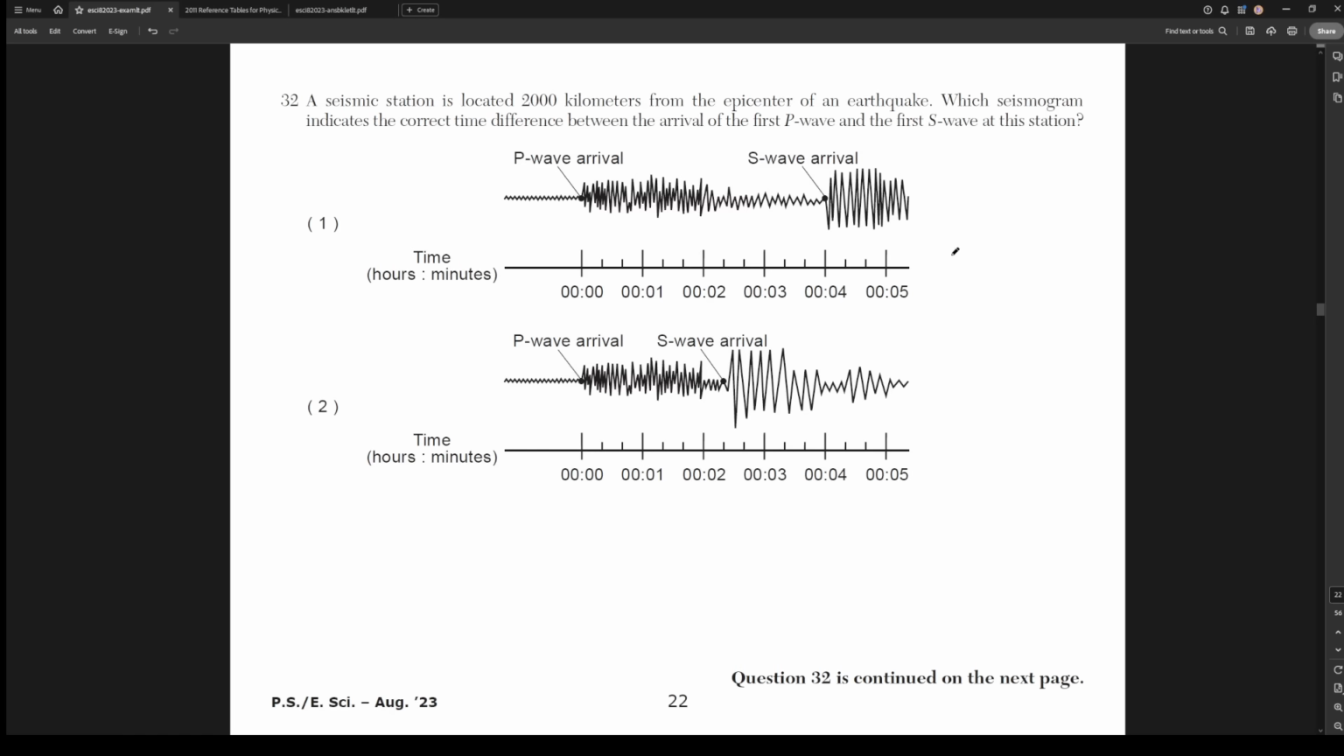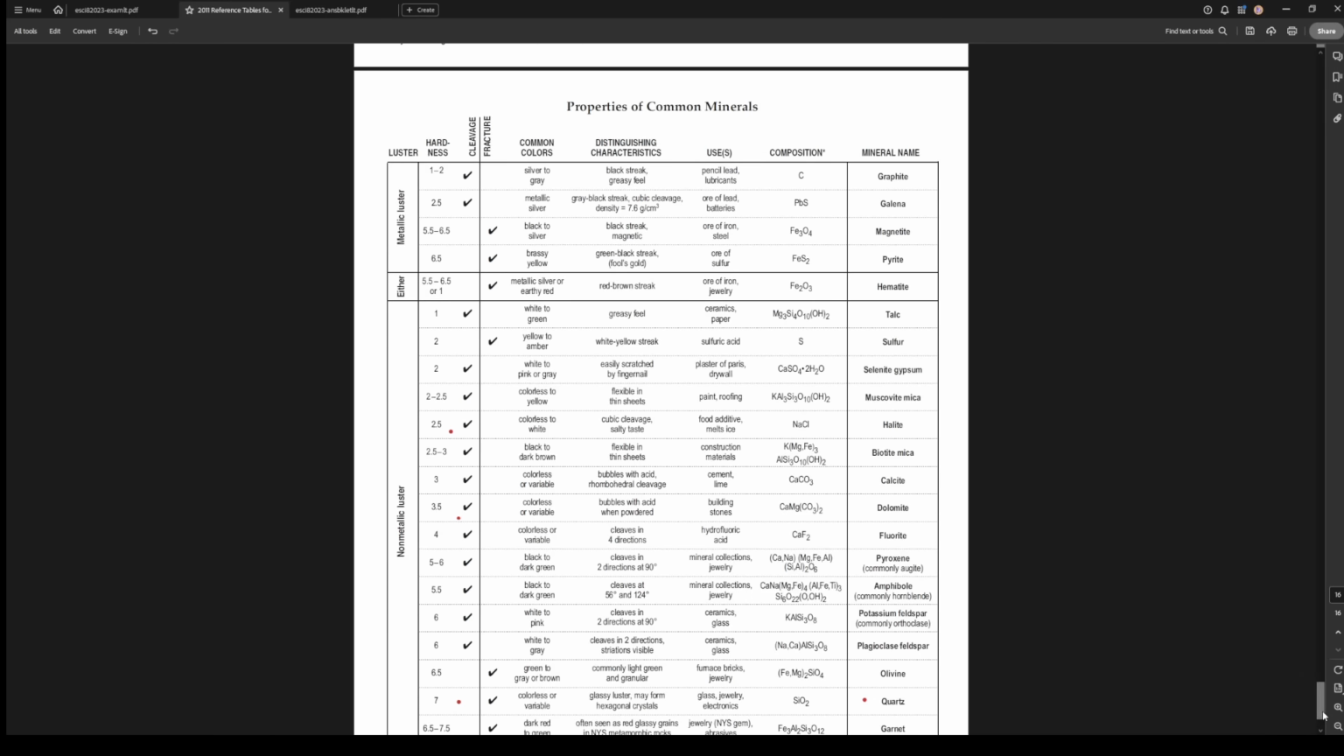All right, we got a P wave, S wave. Seismic station located 2,000 kilometers away. Which seismogram indicates the correct time difference between the arrival of the first P wave and the first S wave? Okay, 2,000 kilometers. Let's see what we got here. I'm going to go to our thingy.